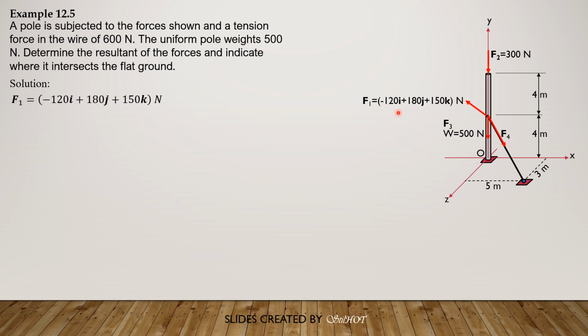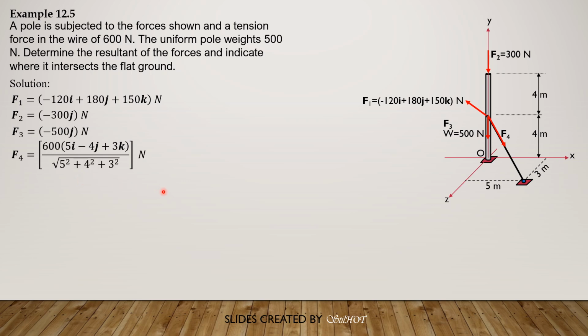F1 is given as negative 120I plus 180J plus 150K newtons. F2 is negative 300J in vector form. Then F3 is negative 500J, which is the weight of the pole. And F4 is 600 times 5I minus 4J plus 3K over square root of 5 square plus 4 square plus 3 square. And in decimal form and vector form, 424.3I minus 339.4J plus 254.6K.